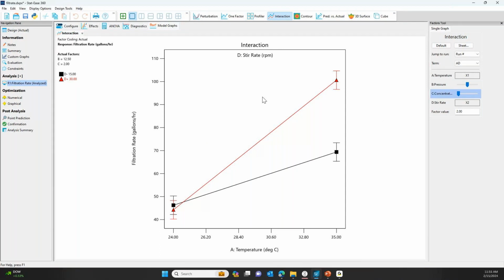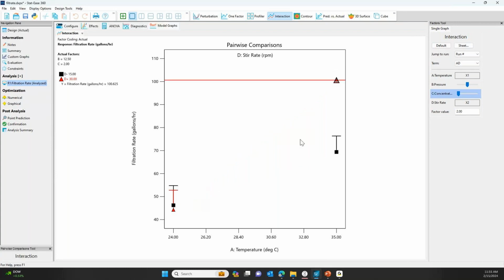And it's something we would not have found had we not understood the interactions taking place. That's the critical takeaway here: the breakthrough performance is coming to us because we identified the two-factor interactions that are involving temperature. If I click on that, I can do what's called a pairwise comparison, but the key here is I can take a look at the filtration rate, and I get an estimate for what the filtration rate would become, 100.625.